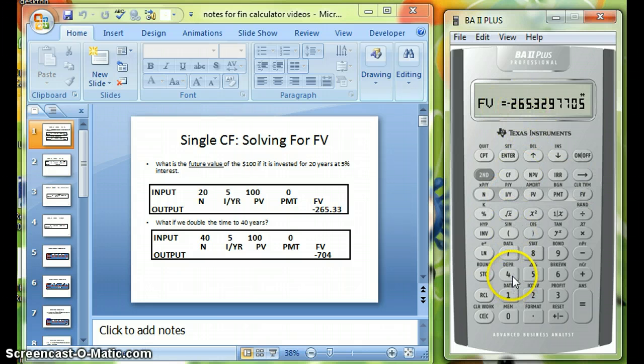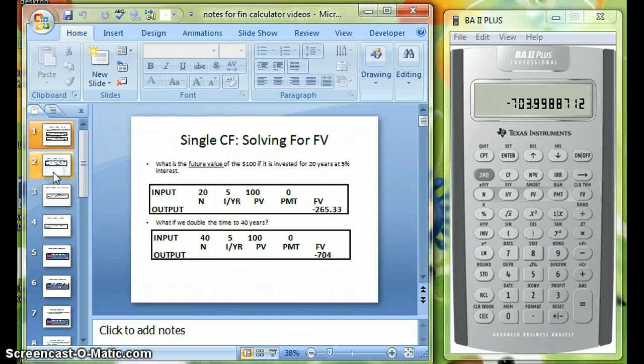And of course, in this case, if we simply need to change N from 20 to 40, then 40 N. If all the other things are the same, we can leave them as what they were and compute for the future value. Turns out to be 704. And if we want to start a new calculation in time value of money, I would always recommend you to try second clear everything, clear all the previous record before you start a new calculation.